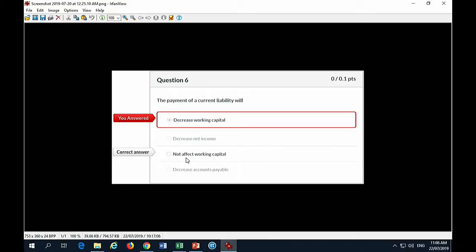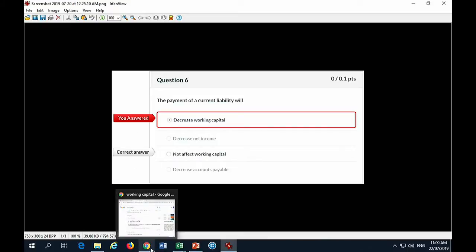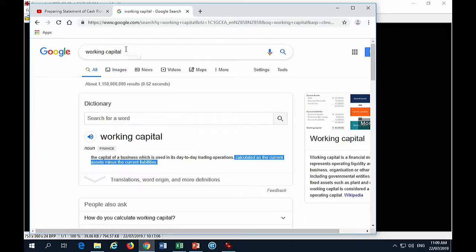When you see a new term here, working capital, the first thing you need to do is to think about how to solve the problem by yourself. So you ask Google, working capital. And Google says working capital is the difference between current assets minus current liabilities. That's the equation here: working capital equals current assets minus current liabilities.